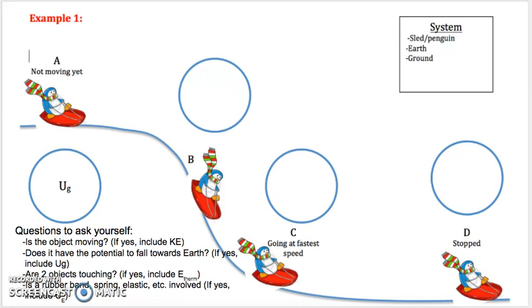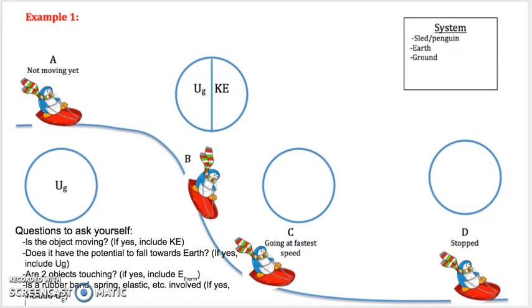When we add our pie chart in, we now know we need some kinetic energy because it's moving, but there is still potential energy. Since the penguin and the sled is about halfway down the hill, I gave half the pie to that potential energy.